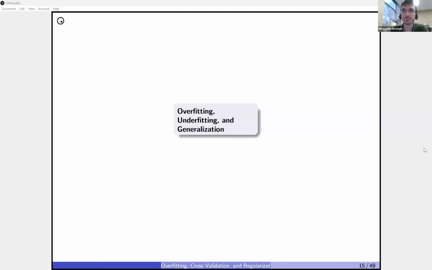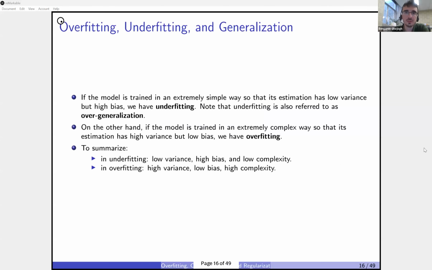Okay, great. So we talked about case 1 and case 2. Now let's talk about overfitting, underfitting, and generalization.